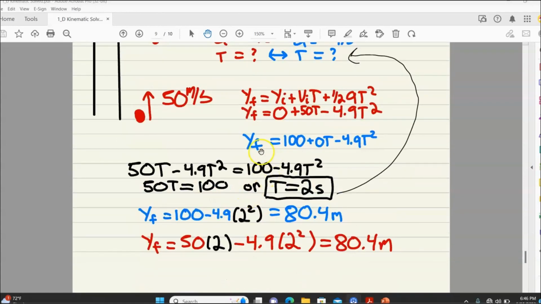So I'll plug it first into the blue equation. For the blue ball, 100 minus 4.9 times 2 squared. I left off the 0t because 0 times anything is 0, so that term is not there. And that gives us 80.4 meters. And of course, if you plug 2 in for the red ball, you have to get the same answer. And so we have 0 plus 50 times 2 minus 4.9 times 2 squared, and that's 80.